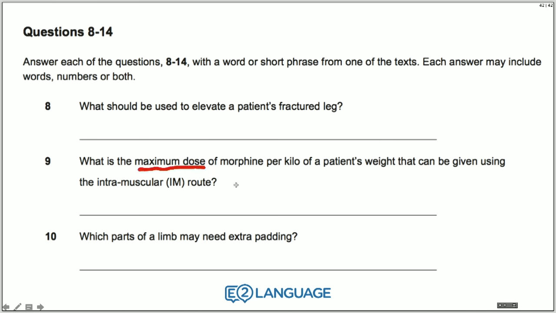It's definitely coming from text C, but let's say it's something like 3 milliliters or something like that, right? I don't know exactly, you'd have to look at the text, but it's certainly going to be a number because it's asking about dose, right?